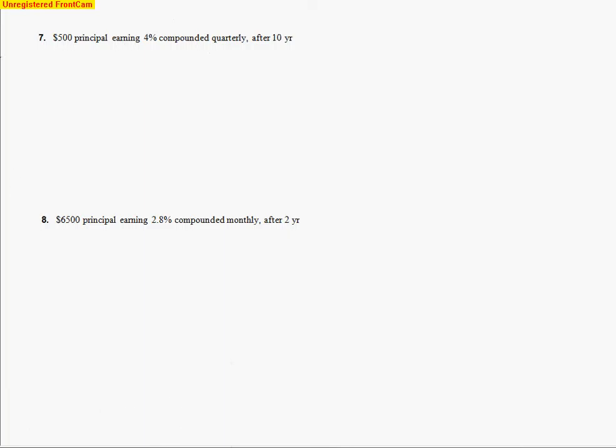So let's take a look at two other problems. Here we have $500. That's your principal, compounded at 4%, so 0.04. Compounded quarterly.